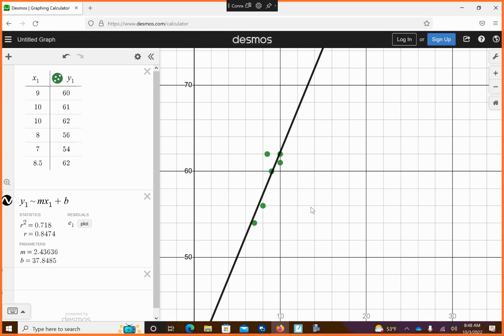Then you could make predictions based on our data. You could say, how big would someone's foot be if they were 58 inches tall? We could plug 58 in for y and solve it algebraically, and we could get some different information from it. But Desmos works really nicely. Things to remember: don't do y equals. It's the tilde that makes the operation take place.